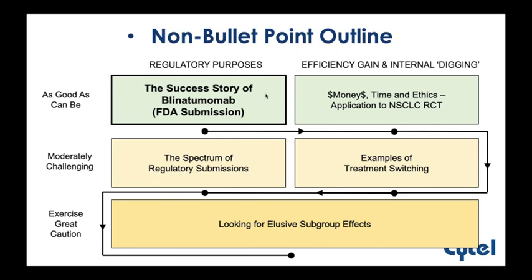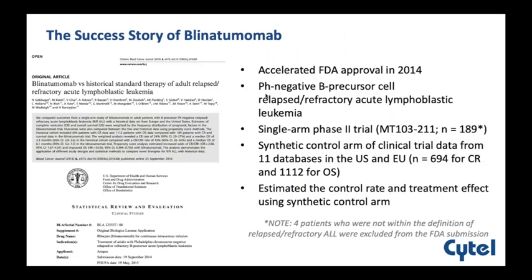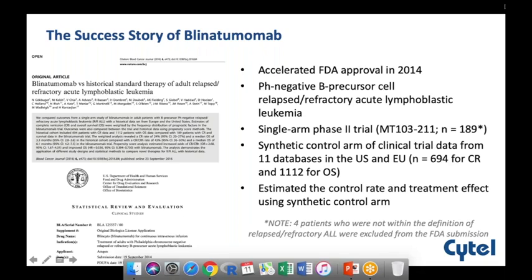Okay, so I'll get started with the success story of blinatumomab. Blinatumomab is a BiTE antibody, a bispecific antibody, and it received accelerated approval by the FDA in 2014 based on use of synthetic controls. The data they had for blinatumomab at the time from clinical trials was simply a single-arm phase 2 trial with 189 patients.